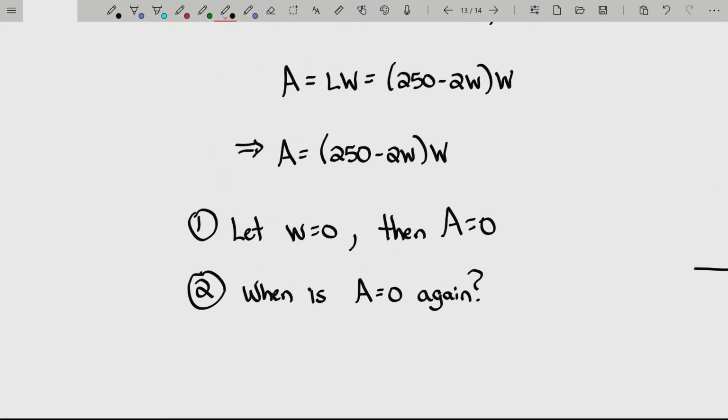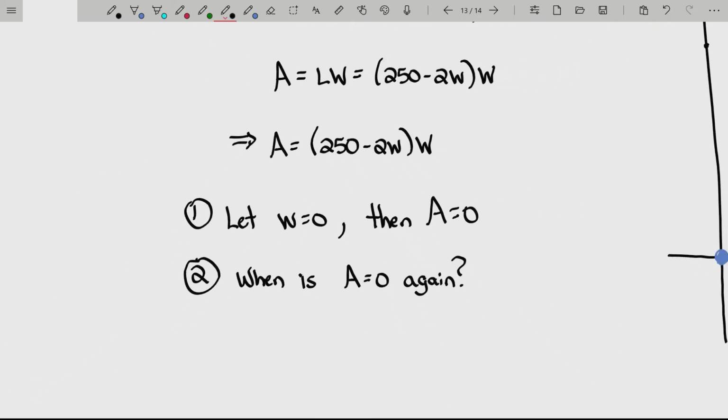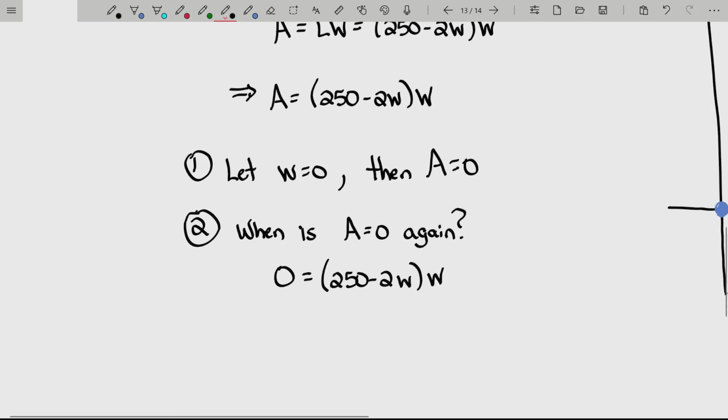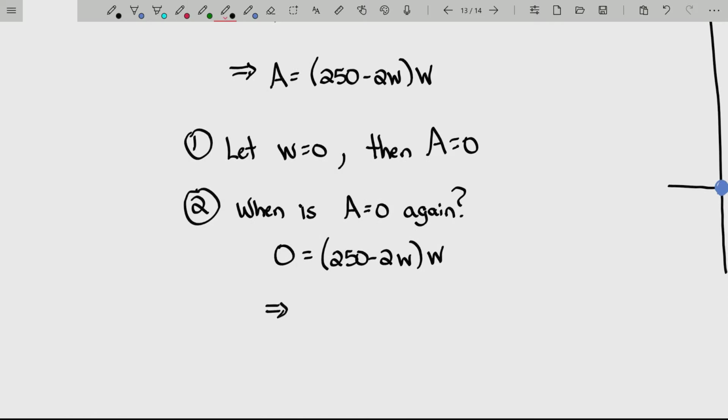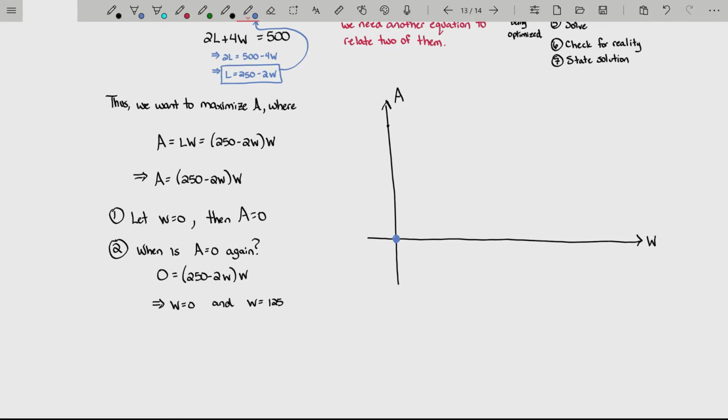Well, it's very nice because we already factored this. So if I let area be 0, that will imply that we're working with 0 is equal to 250 minus 2W times W. Well, that happens when obviously W is equal to 0, but also when, if you set this piece here equal to 0, you get W is equal to 125. Set it equal to 0, you would then move 2W over and divide by 2, and so you would have 250 over 2, which is 125. So now I know the area is 0 when the width is 0 and when the width is 125.